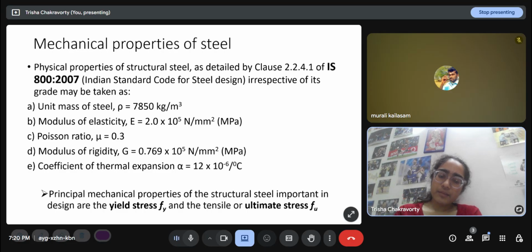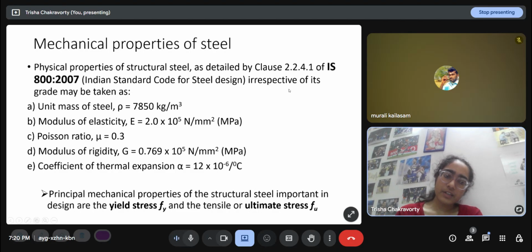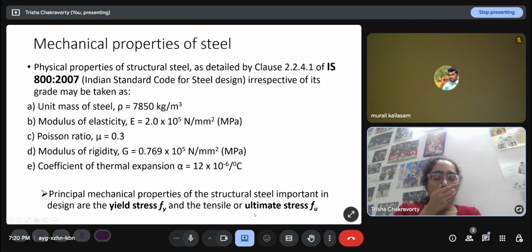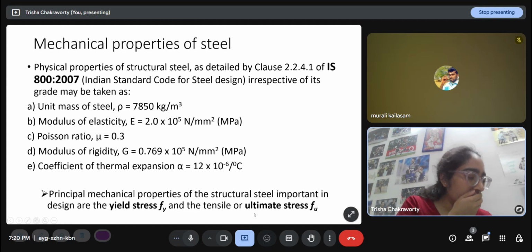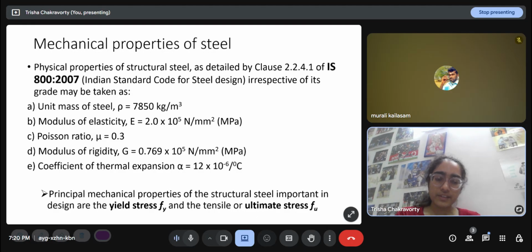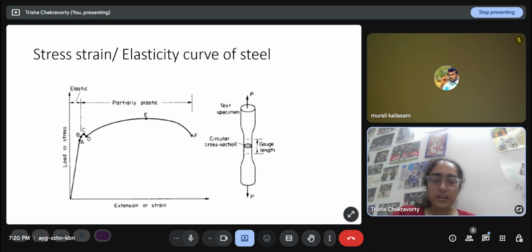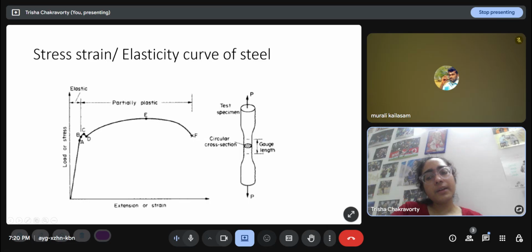The principal mechanical properties of steel important in design are the yield stress Fy and the tensile stress Fu, which do vary with grade. So here, irrespective of its grade, these properties don't really change much, but the yield stress Fy and ultimate stress Fu are what define a grade of steel. So they vary with the steel grade. So the stress strain curve is something like this, the elasticity curve.